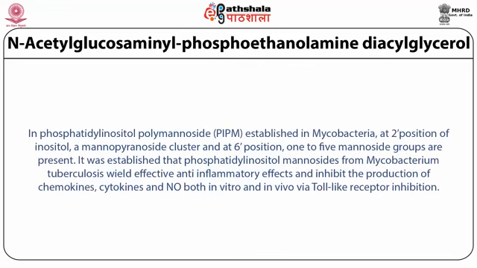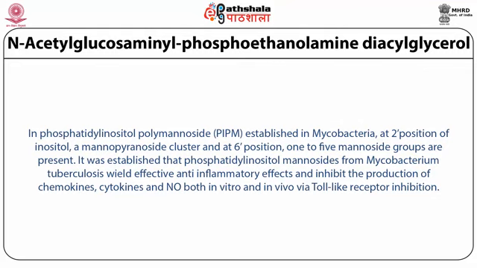In phosphatidyl inositol polymannoside, which is also abbreviatedly known as PIPM, has been established in mycobacteria. At 2' position of inositol, a mannopyranoside cluster, and at 6' position 1 to 5 mannoside groups are present.